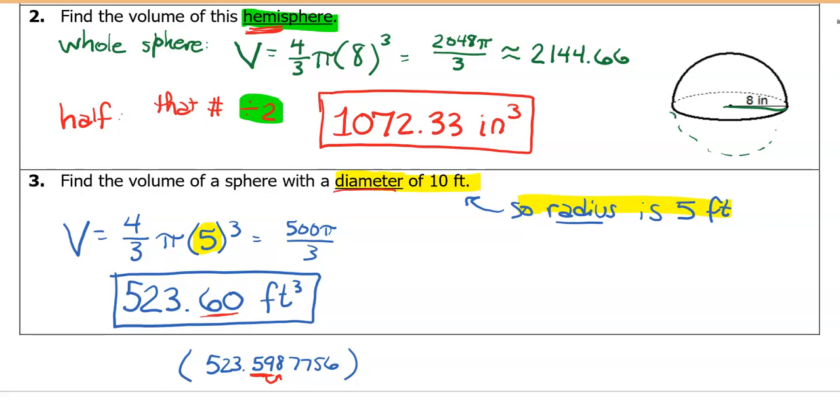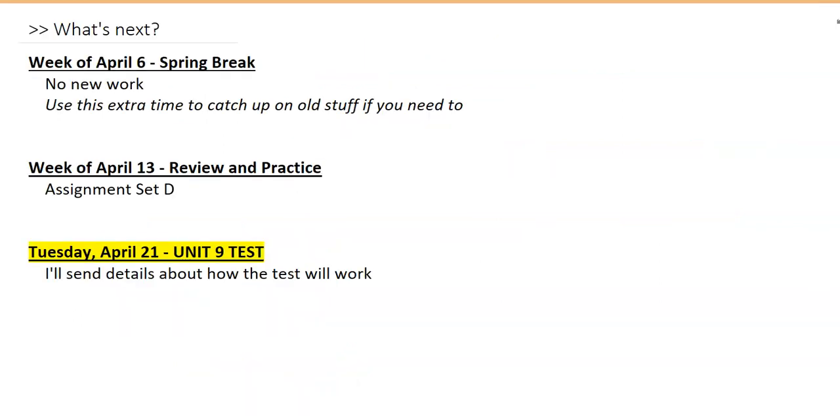And then after we come back, we'll spend some time reviewing. And then Tuesday, April 21st, which feels like it's 50 years away, that is when your Unit 9 test is going to be. But during spring break, use that time to get caught up if you need to. We aren't going to give you any new work. So get assignment set C taken care of, and if you're on track with sets A, B, and C, then you won't have any new math to do the week of April 6th.